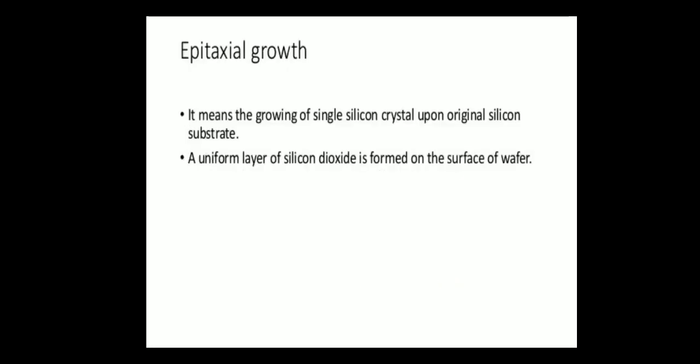Next one is the epitaxial growth. Epitaxial growth is nothing but a thin film of single crystal silicon grown from the gas phase upon an existing crystal layer produced in the last step, which means the growing of a single silicon crystal upon an original silicon substrate. So a uniform layer of SiO2 is formed on the surface of the wafer.